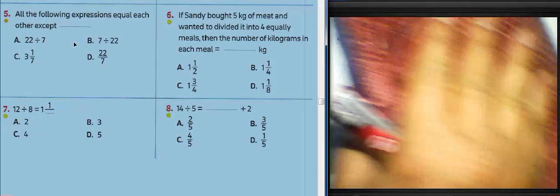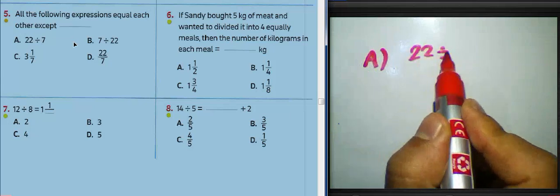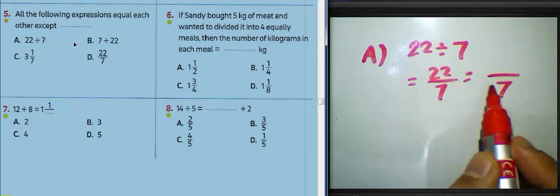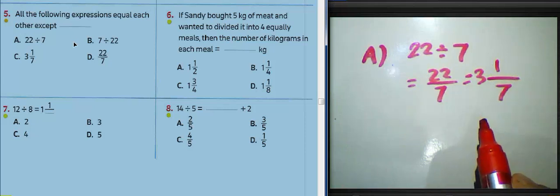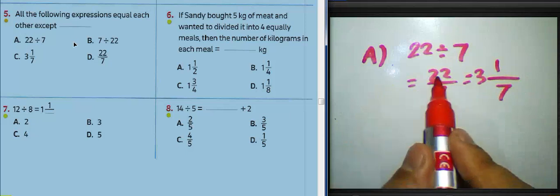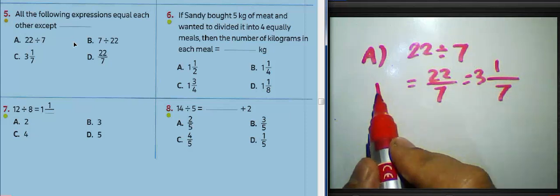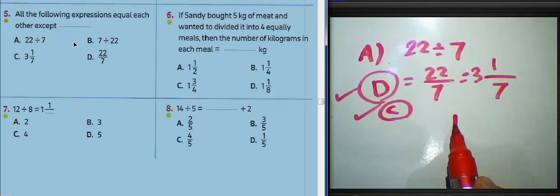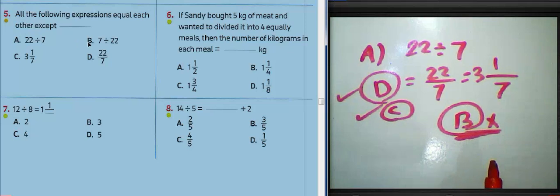Again, I will explain it here to know what I mean. We know letter A: 22 divided by 7 equals 22 over 7. It will be 3 and the remainder 1. 3 times 7 equals 21 and the remainder 1. So it will be 22 over 7 or 3 and 1 over 7. It's true. A and D and C are true. But we must choose in this example letter B. Letter B is wrong. He asked about except. We must choose letter B about question number 5.